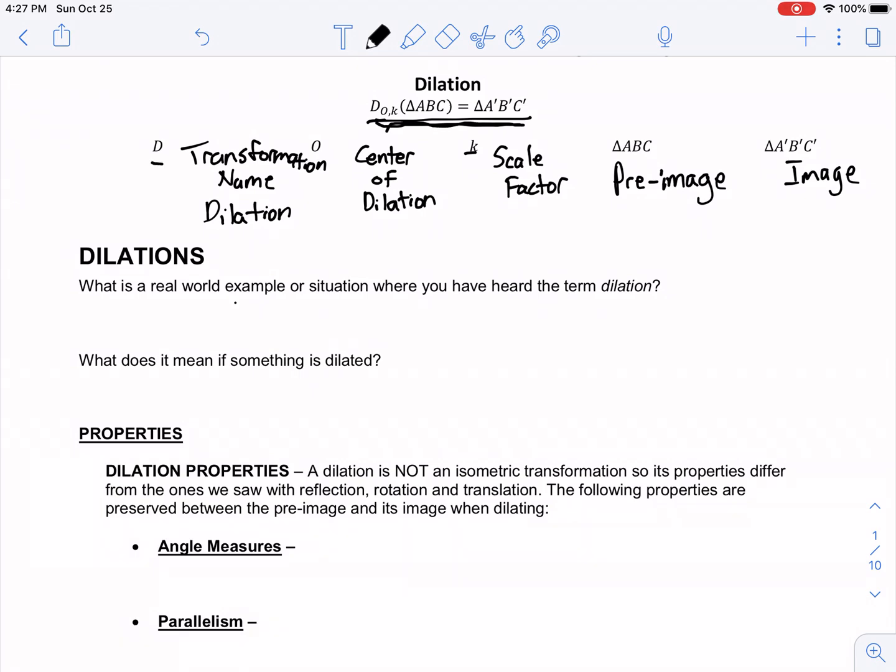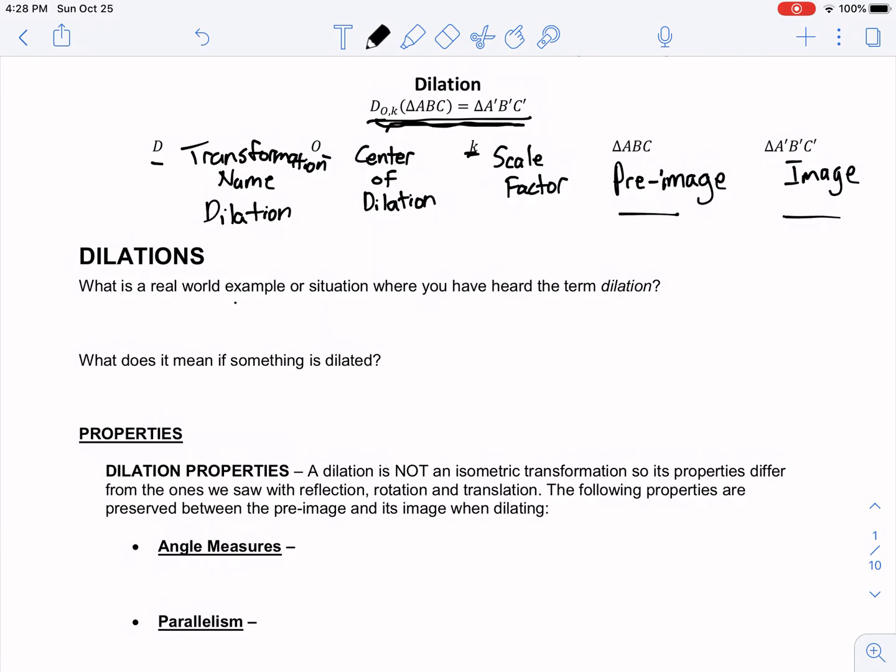D here is the transformation name, in this case a dilation. This represents the center of dilation. So where are we dilating from? K is the scale factor. By how much are we going to enlarge it? By how much are we going to reduce it? Then, of course, we're going from our pre-image to our image. Make sure if you need to, hit pause and write that down.